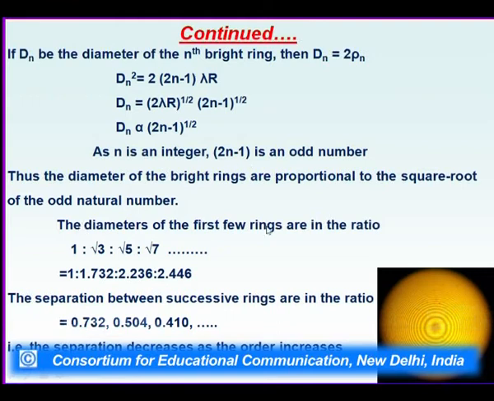The diameters of the first few rings are in the ratio 1 : root 3 : root 5 : root 7, and these values are 1 : 1.7 : 2.2 : 2.4. The separation between successive rings is in the ratio 0.7, 0.5 and 0.4. The separation decreases as the order increases, as we also see in the diagram.